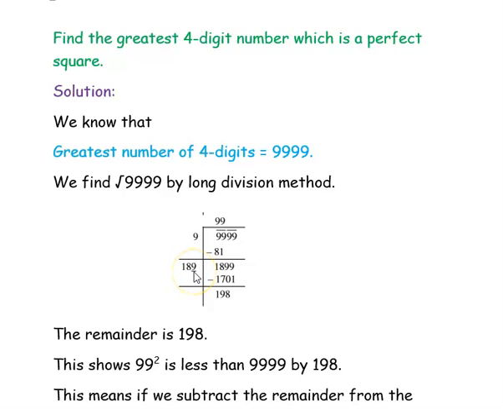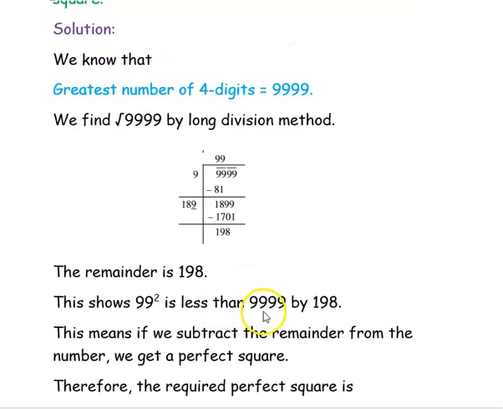Now I am going to find a new number that I will write here, and also that becomes the new quotient. So 189 into 9 is 1701. Now I am going to subtract 1899 minus 1701. So the remainder is 198.